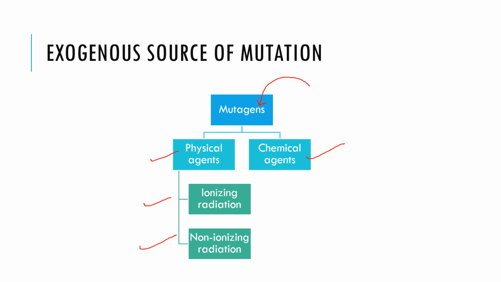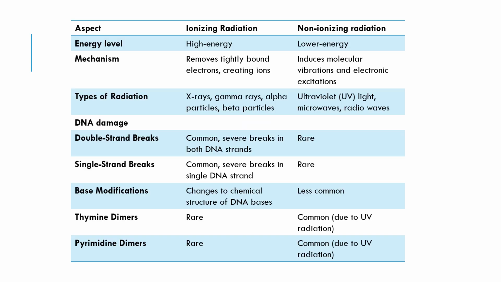Now we will talk about the difference between ionizing radiations and non-ionizing radiations. As you can see here, in ionizing radiation the energy level is very high and in non-ionizing radiation the energy level is very low. The mechanism of ionizing radiation removes tightly bound electrons, creating ions, while non-ionizing radiations induce molecular vibration and electronic excitations. Types of radiation: ionizing radiations are alpha rays, gamma rays, X-rays and beta particles, and non-ionizing radiations are UV radiation, microwaves and radio waves.